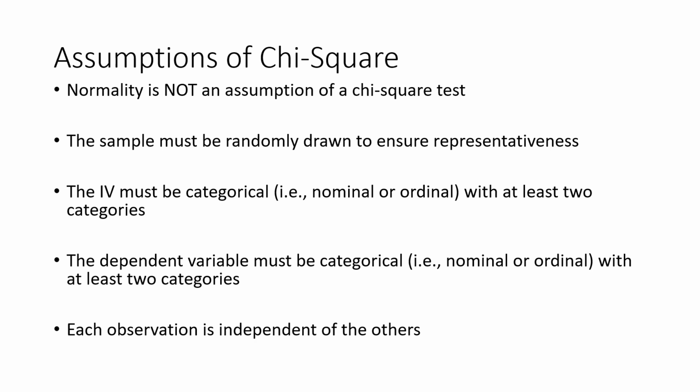Similarly, your dependent variable must also be categorical. That is to say, it must be nominal or ordinal. And it too must have at least 2 categories, but not a lot of categories. And the final assumption of the chi-square test is that each observation in your sample has to be independent of every other observation for the results of your chi-square test to be meaningful.